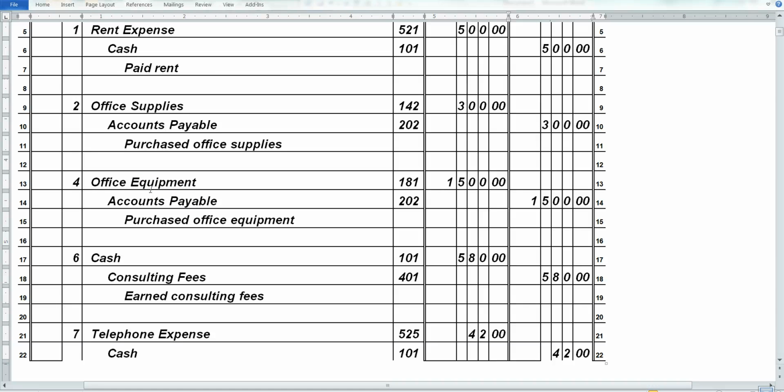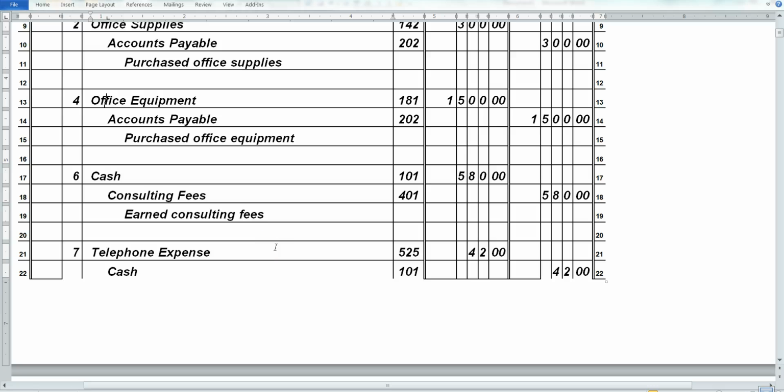On January 1st, we purchased office equipment on account. Again, on account, accounts payable. So we have office equipment, debit, $1,500, accounts payable, credit, $1,500. On January 6th, we received cash for services rendered for $580. Cash is being increased, debited. Consultation fees is being credited, $580, and earned consultation fees.